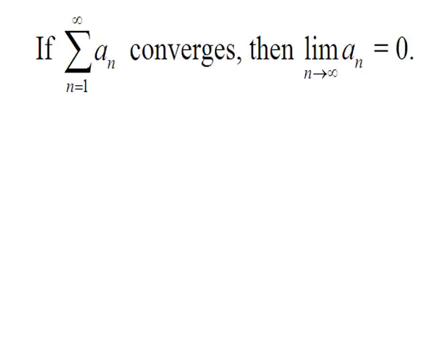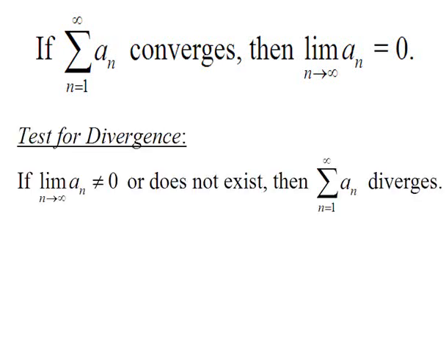Now we'll look at some basic theorems about convergence and divergence of any infinite series. First, if the infinite series with terms a sub n converges, then the limit of the terms themselves goes to 0. The contrapositive of this statement is known as the test for divergence. It states that if the limit of the terms is not equal to 0, then the infinite series diverges.